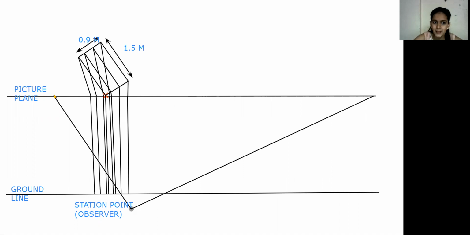Other than these vertical lines, we have drawn the parallel lines to the 30 and 60-degree angles. Those parallel lines are touching the picture plane at these 2 points. So from these 2 points also we need to draw the vertical lines. So I'm drawing the vertical lines from those 2 parallel line points also.